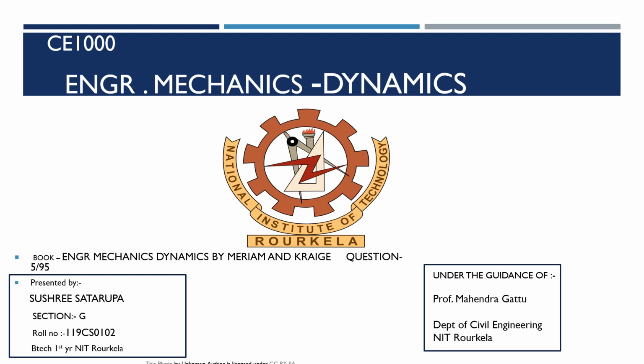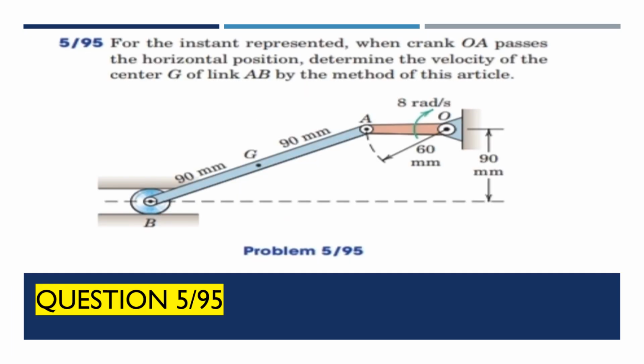I have been allotted question number 95 of chapter number 5 from the book Engineering Mechanics Dynamics by Meriam and Kraige. This is what the question looks like. For the instant represented, when crank OA passes the horizontal position, determine the velocity of the center G of link AB by the method of this article.